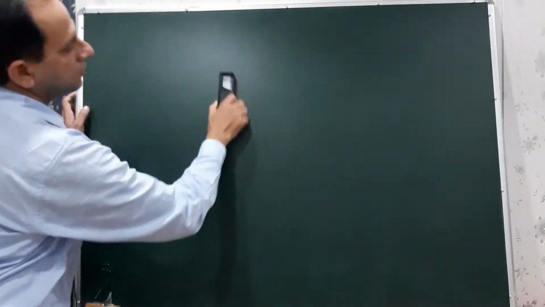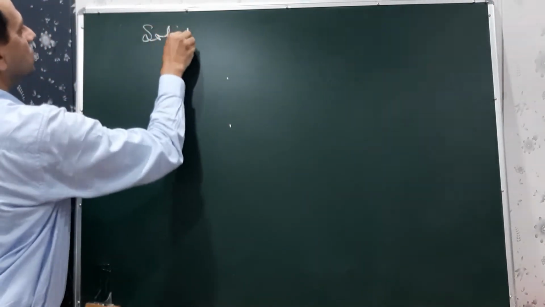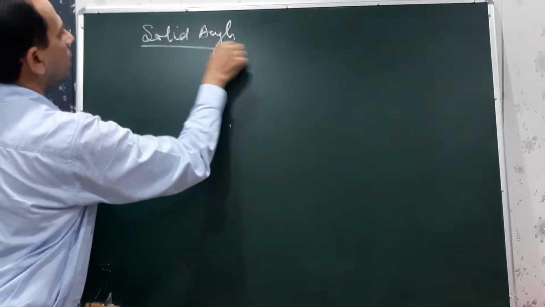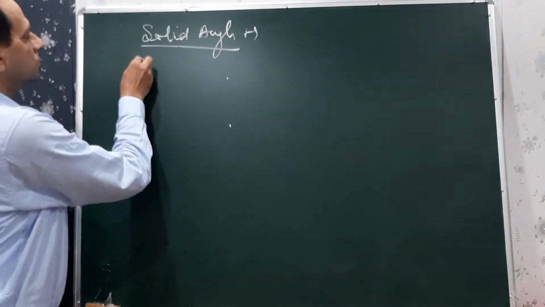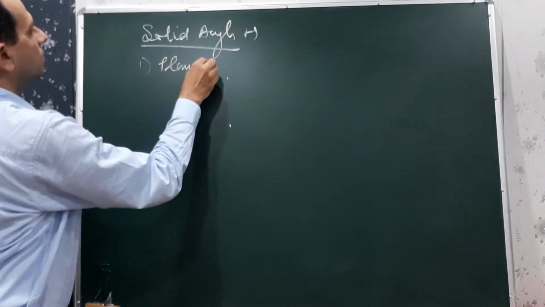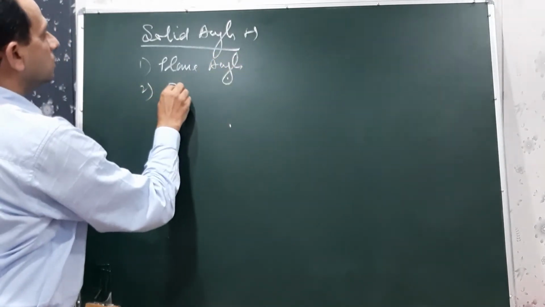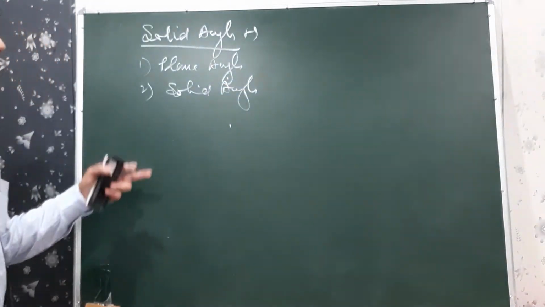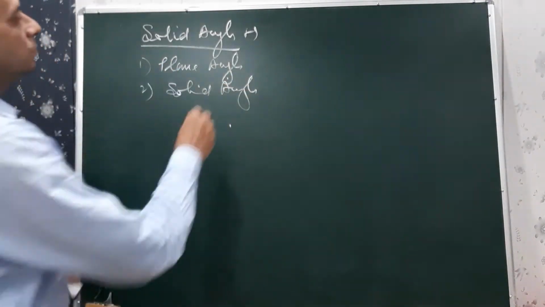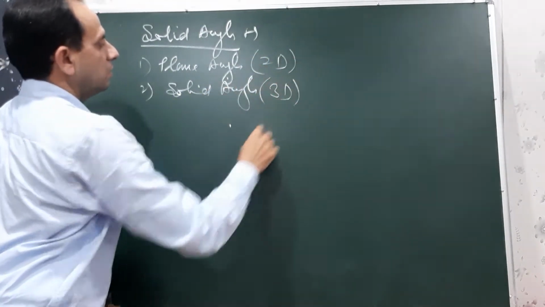Today we will discuss solid angle. As we know, angles are of two types, that is plane angle and the second one is solid angle. From the terms it is clear that plane means two dimensional and solid means three dimensional.